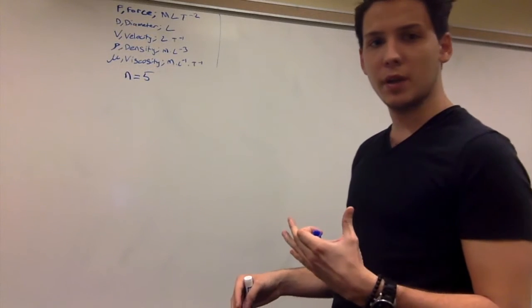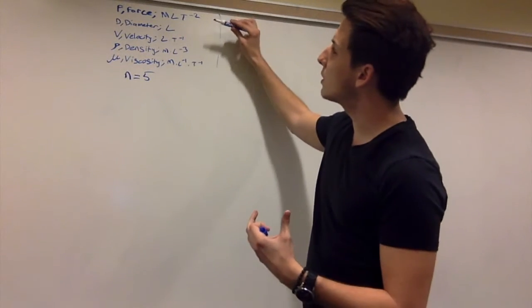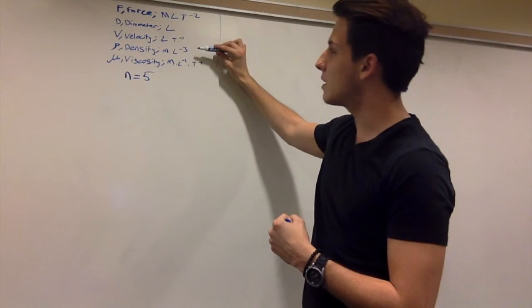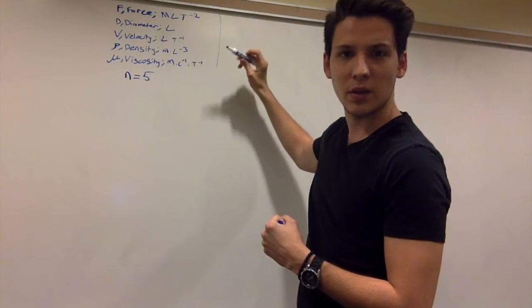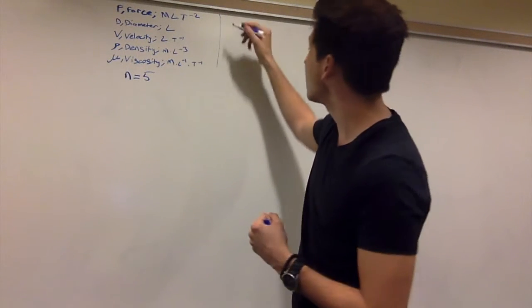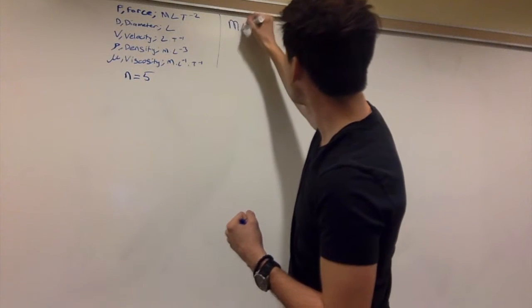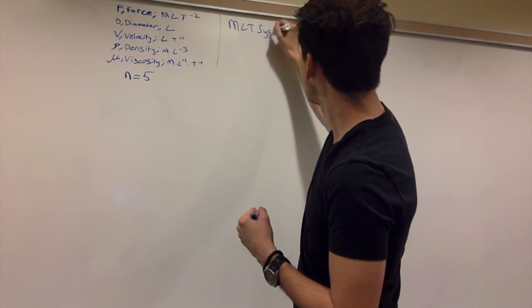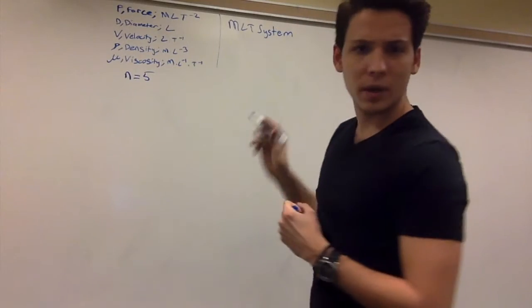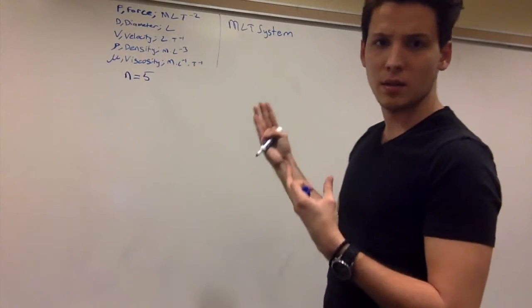So we have 5 variables this time. It's force, diameter, velocity, density, and viscosity. As you can see, it's an MLT system. What is an MLT system? It's mass, length, and time.